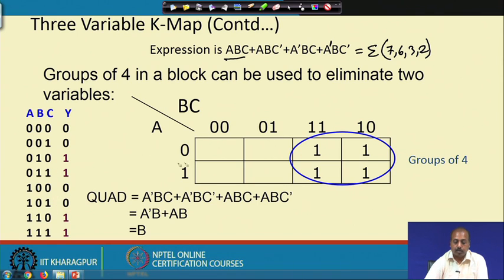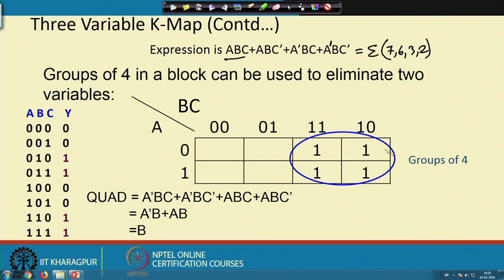If you look at the corresponding Karnaugh map, it is a 3 variable map, and we will have a situation like this. A bar B C bar will be on this row, under B C bar, so this is 1. Then 0 1 1, A bar B C, this is also 1. Then A B C bar, this is 1, and then A B C, this is 1. Ultimately, what you get is 4 ones which are close to each other, all one hop away from each other.